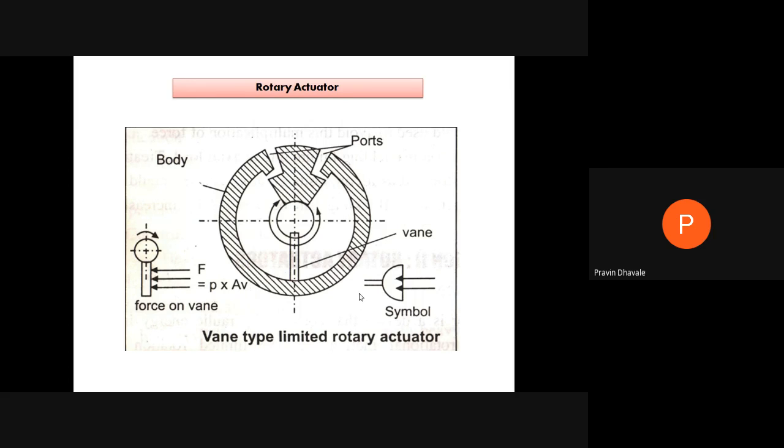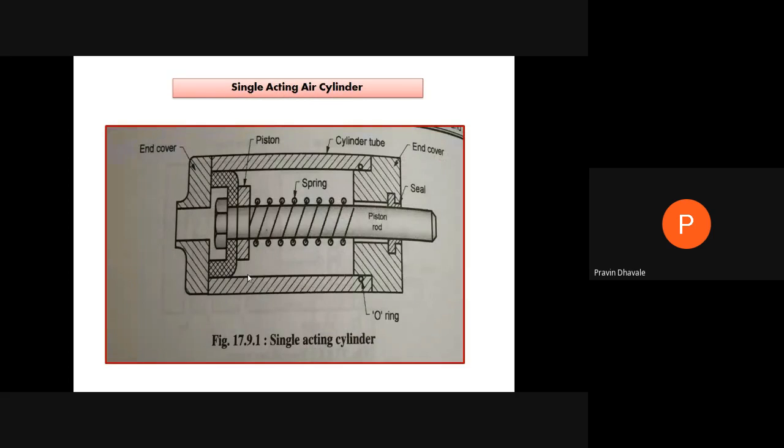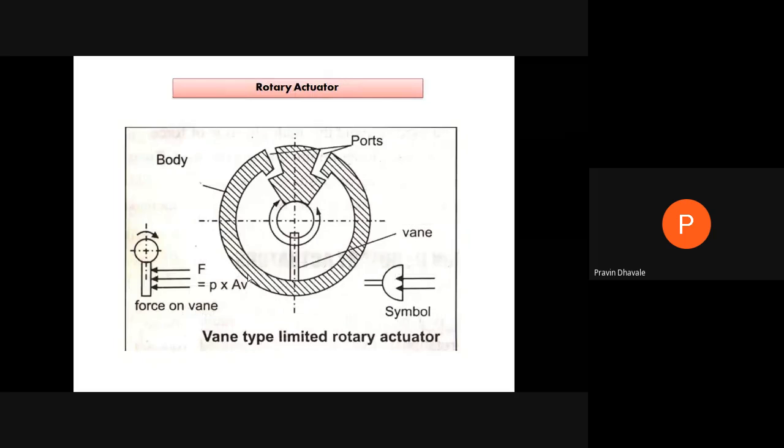Now, whatever we have studied is related to linear motion, so it is related to the cylinder. Whenever you require a rotary motion, at that time you go for the rotary actuator, that is the motor. This is a vane type limited rotary actuator.